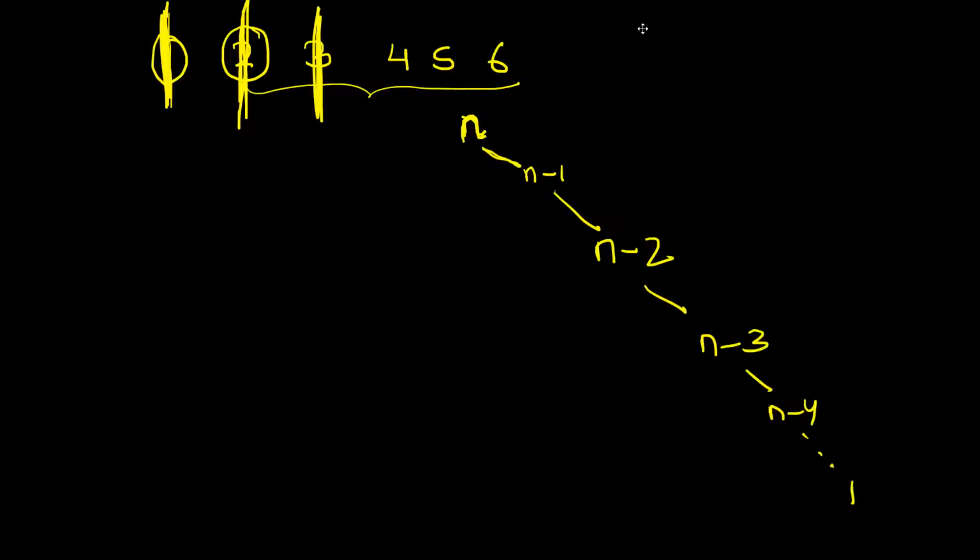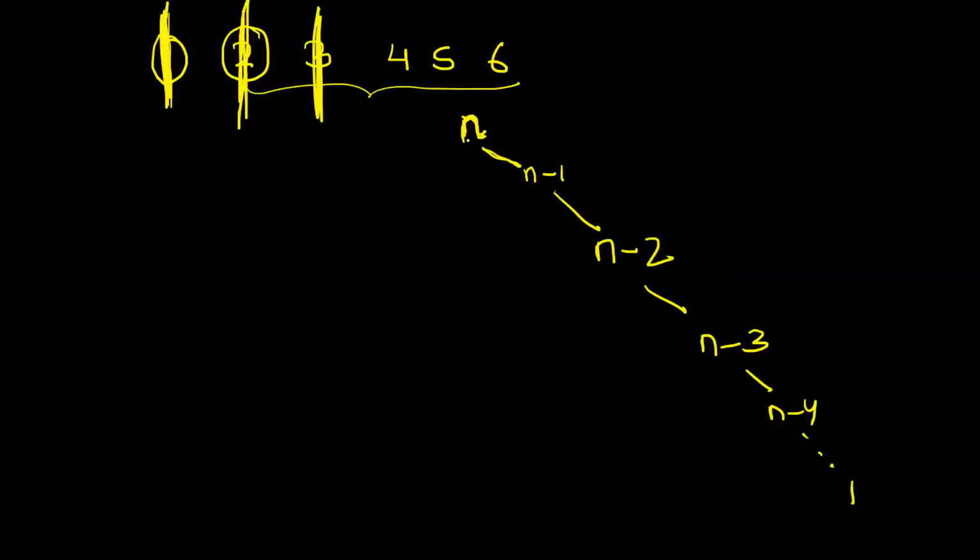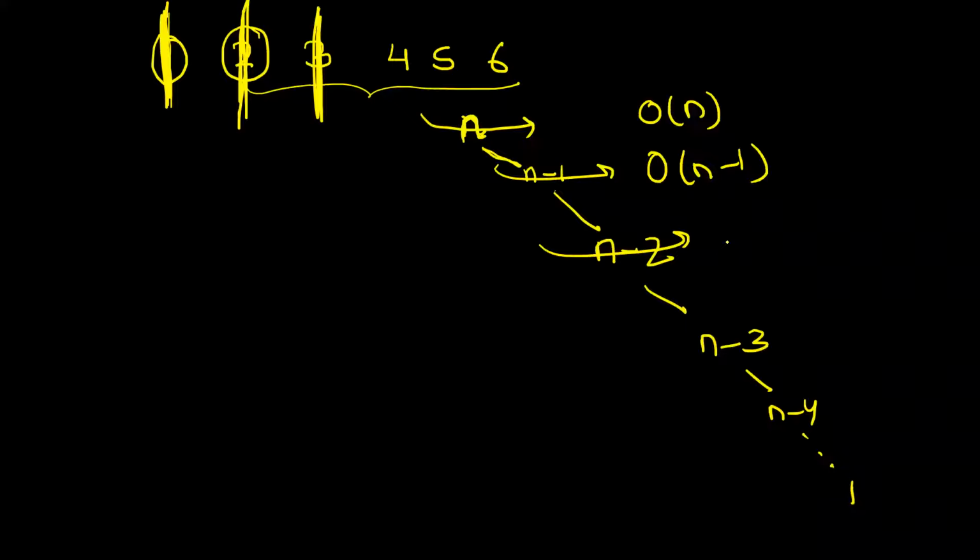Now tell me, guys, how many levels are there in this recursive tree? There are n levels. Here there are n different calls to quicksort, right? And what is the work you are doing in every call? When you call quicksort on an array of size n, you are doing partition on an array of size n. This will take big O of n. This will take big O of n minus 1. This will take n minus 2. This will take n minus 3. This will take 1.